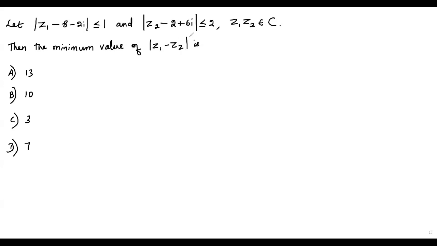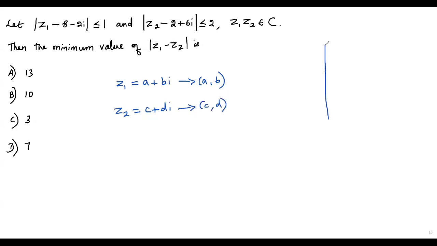Okay, first let's understand what this is, that is |Z1 − Z2|. The question says both Z1 and Z2 are complex numbers. So we can define Z1 as the complex number a + bi and Z2 as c + di. Then the point corresponding to Z1 can be written as (a, b), that is, the x coordinate is the real value and the y coordinate is the imaginary value, because here b is the coefficient of i, and the point corresponding to Z2 is (c, d).